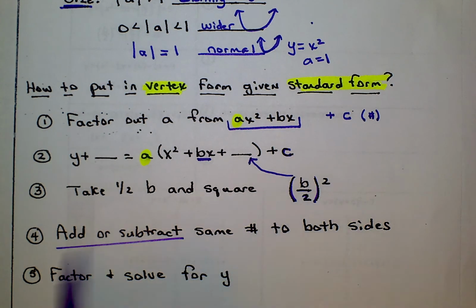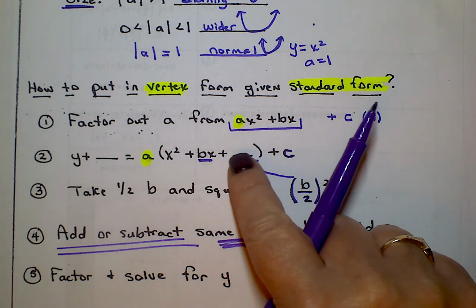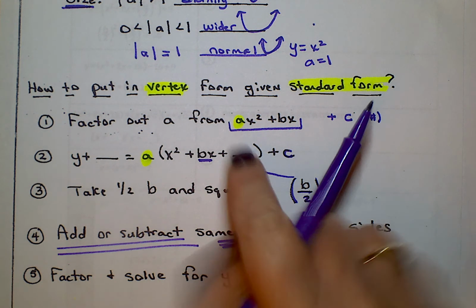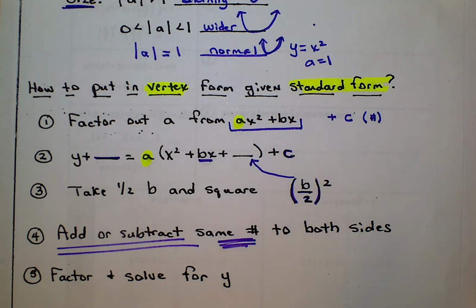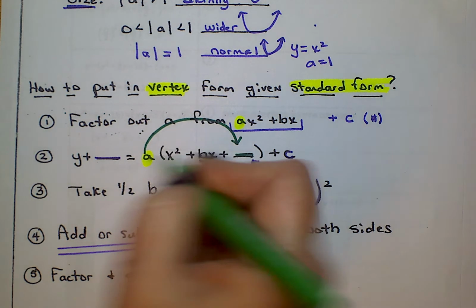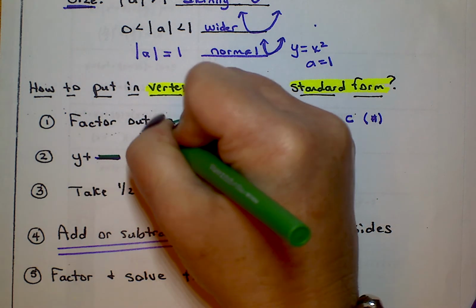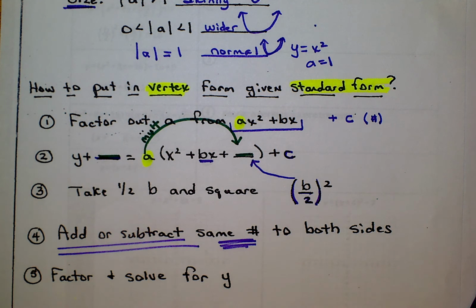You have to add or subtract the same number to both sides, because whatever you do to one side of an equation, you have to do to the other. So when you put this number in that blank, you have to add or subtract the same number to the other side. So you need to make sure that you distribute that A to that blank to know what to put over here. So make sure that you multiply that part. And then you factor and solve for y.